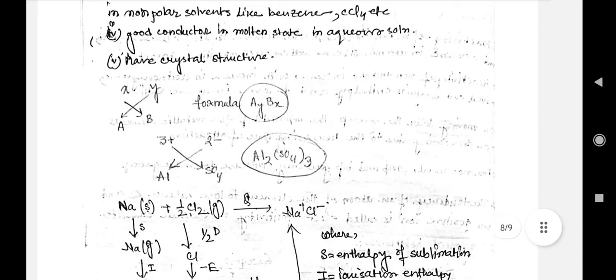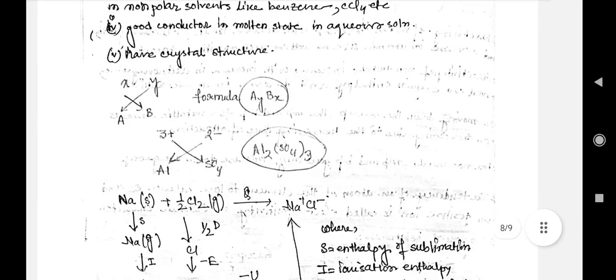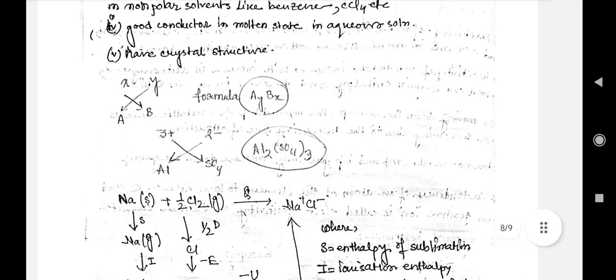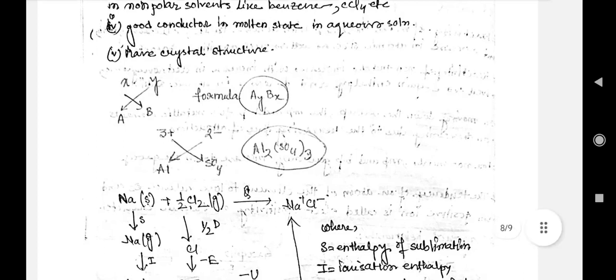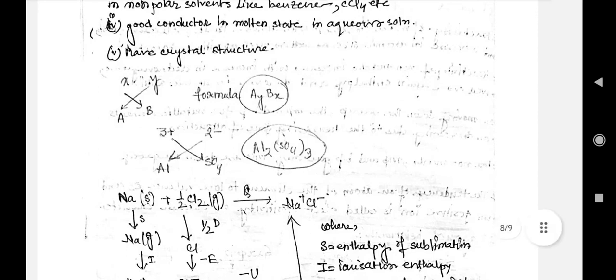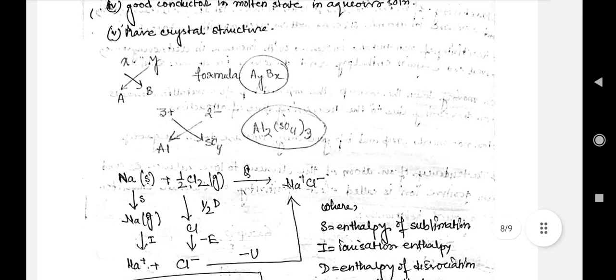How can we conclude their formula? If x is the charge of A and y is the charge of B, then we cross multiply and consider the formula A_yB_x. For example, Al2(SO4)3. Aluminum is tri-positive, that is 3 positive, and SO4 is 2 negative. If we combine them, we get Al2(SO4)3.